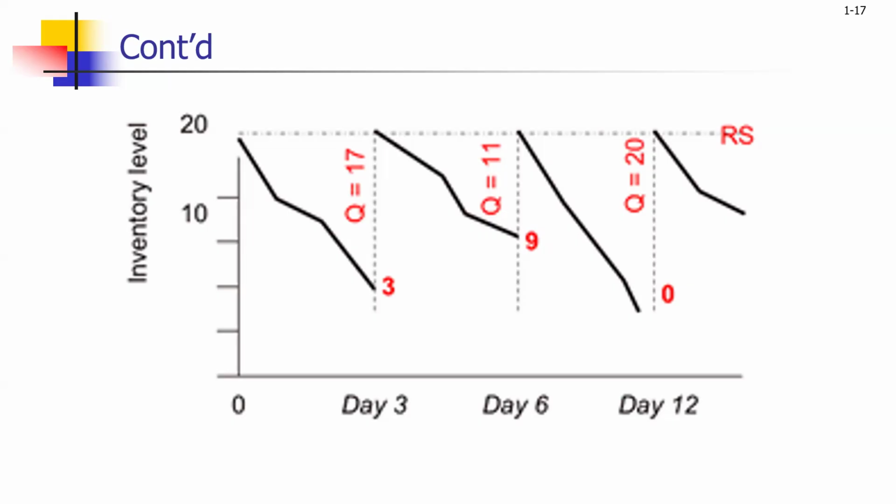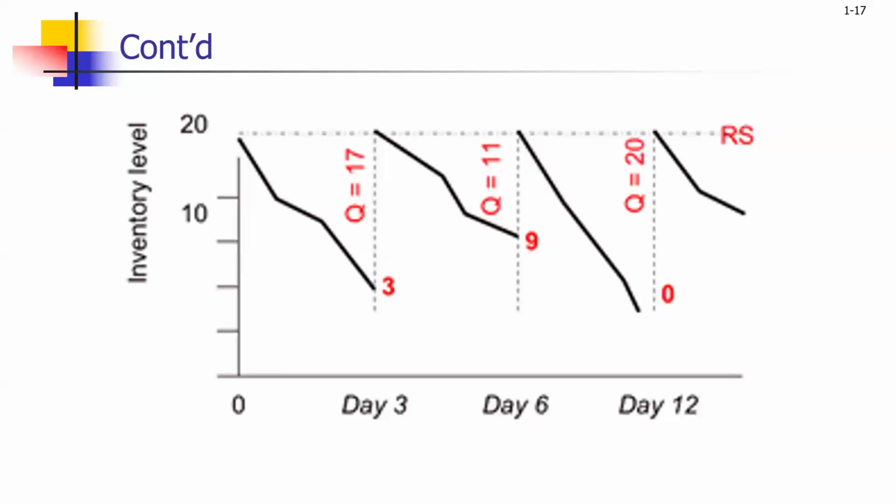So assuming you have only 3, you can order 17 more. So the Q there is your reorder quantity. If your inventory level is 3, you can order 17. When you add to it, it will become what? 20. Maybe you want to keep a maximum stock level of 20.